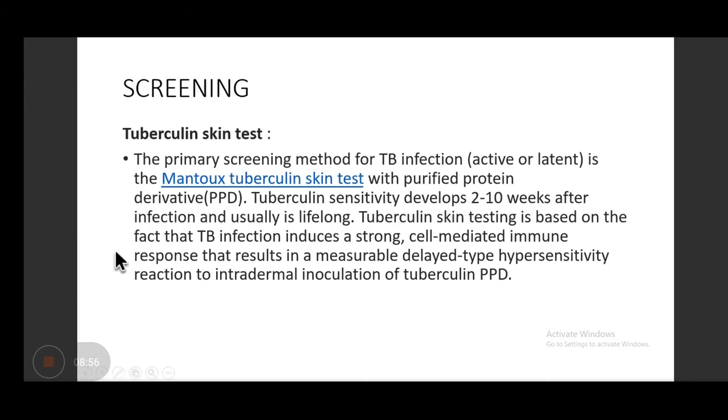Right? So now details of our tuberculin skin test, the Mantoux test. That's the primary screening method for TB infection, active or latent. It's the Mantoux tuberculin skin test done with purified protein derivative. Tuberculin sensitivity develops 2 to 10 weeks after infection and usually it's lifelong. Tuberculin skin testing is based on the fact that TB infection induces a strong cell-mediated immune response that results in a measurable delayed type hypersensitivity reaction, as ma'am also taught in the lecture. A delayed type hypersensitivity reaction occurs on intradermal inoculation of tuberculin purified protein derivative, right?